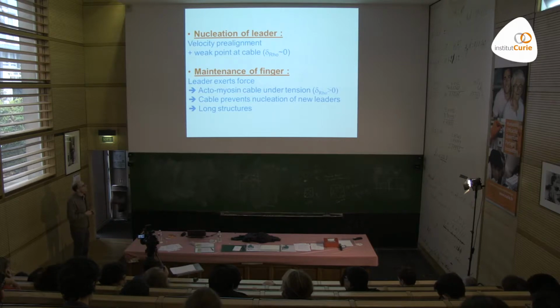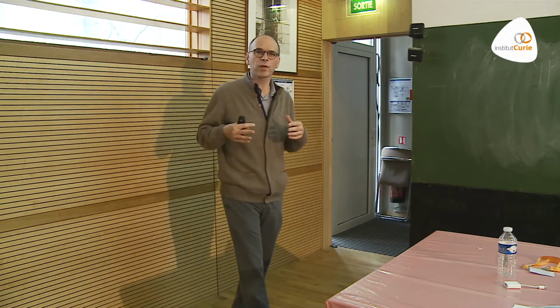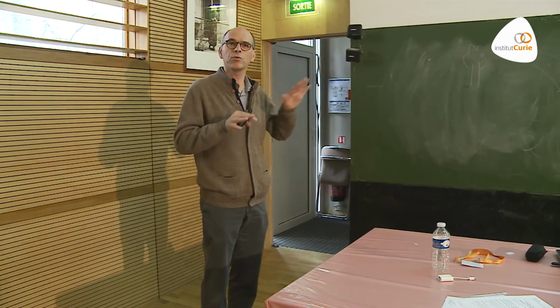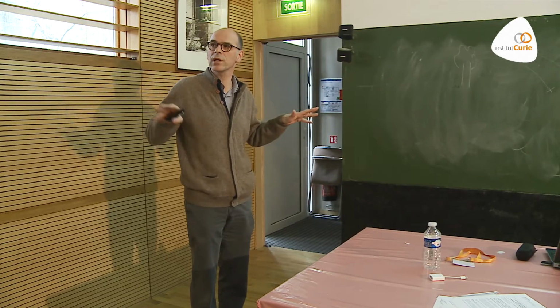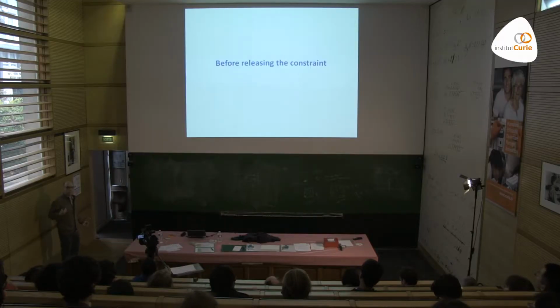Okay, so this summarizes most of what I said, and outlines the importance of the cable because it's, as I said, ubiquitous. You see that all the time. And here its role is really to prevent the emergence of new leader cells on the side. What happened before releasing the constraint?